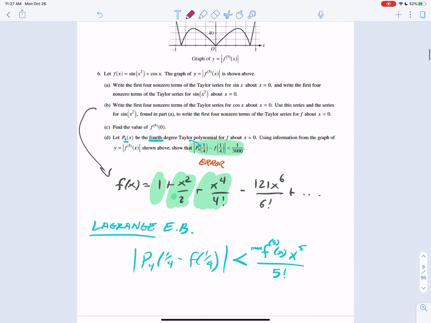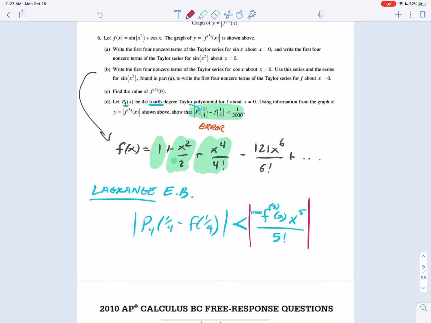So here we go. Oh, we'll put the absolute value bar. Sorry. Okay. We're going to evaluate this at the 1/4 that they provided for us in the error. Okay. Kind of sneaky, but it's there. So here's what happens. This is going to be less than, okay, so you're going to plug in 1/4 to the 5th power over 5 factorial. And we have to figure out what the maximum value is for the 5th derivative when we're close to 1/4.